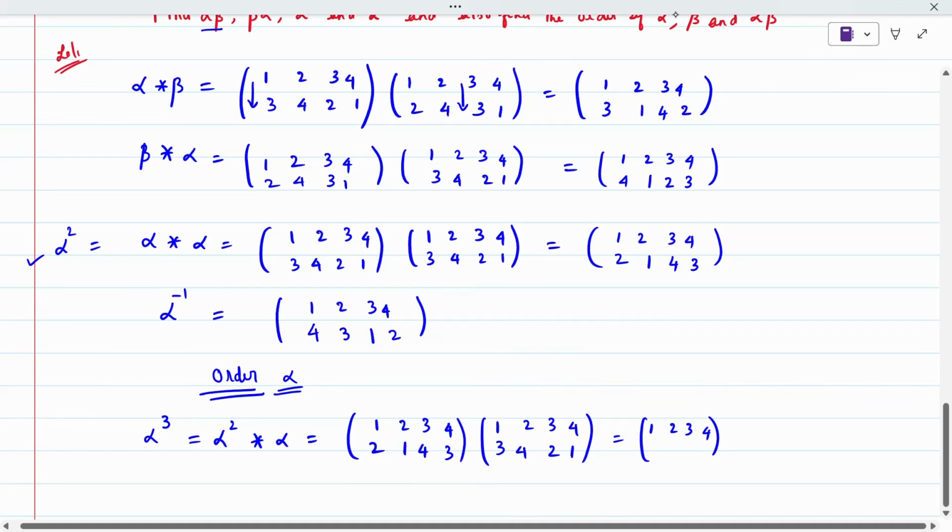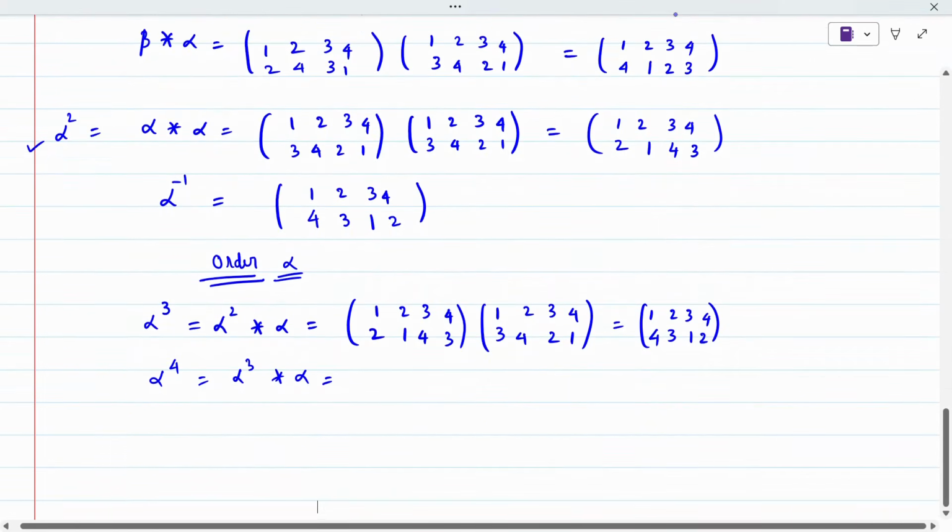So when I write it, 1 is mapped to 2, 2 is mapped to 4, 2 is mapped to 1, 1 is mapped to 3. So 3 is mapped to 4, 4 is mapped to 1, 4 is mapped to 3, 3 is mapped to 2. So I'm not getting the same element. Go with alpha 4, so alpha cube star alpha. Alpha cube is only now calculated. It goes on till you get 1, 2, 3, 4, the same answer. Till that we have to do it. So that will be the order.